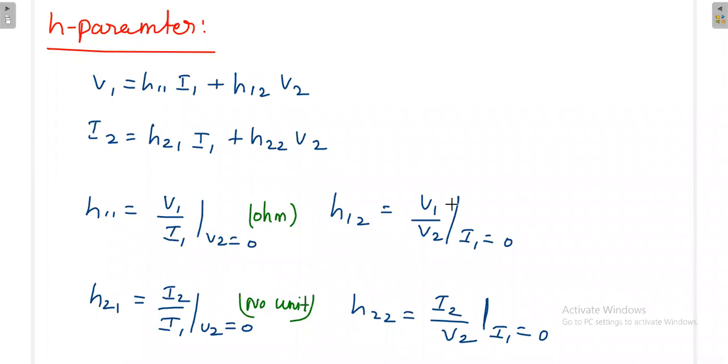And what is H12? That is V1 by V2. It is like a reverse voltage gain, because V2 by V1 means forward voltage gain, but we are taking V1 by V2. It also has no unit. And H22 is I2 by V2, that means output admittance, that too open circuit, because at the input side you are doing open. That's why this is the open circuit output admittance. So here the unit is simply mho. Now what is the circuit model for this one?